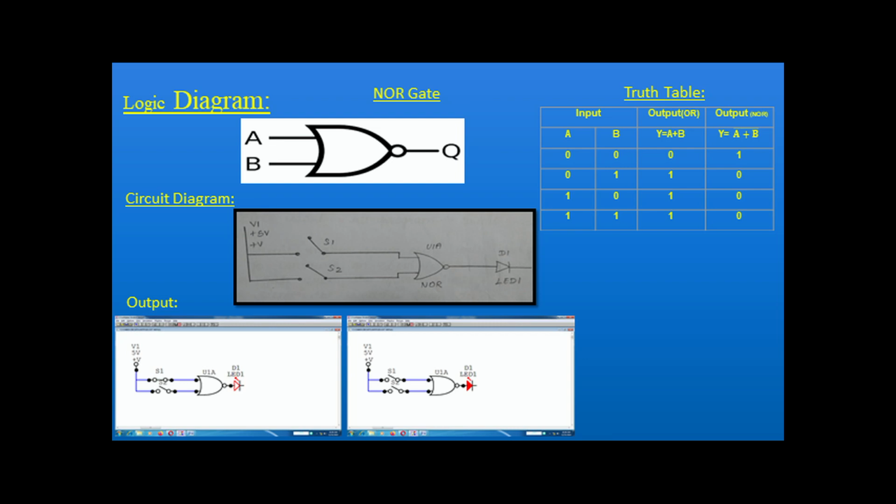What is the output of the NOR gate? 1, 0, 0, 0. From the truth table you can see the two inputs. First I am showing the OR gate result, then I am showing the NOR gate results.